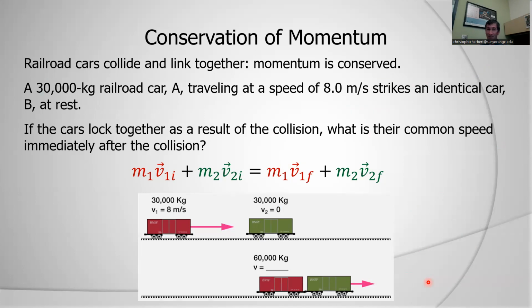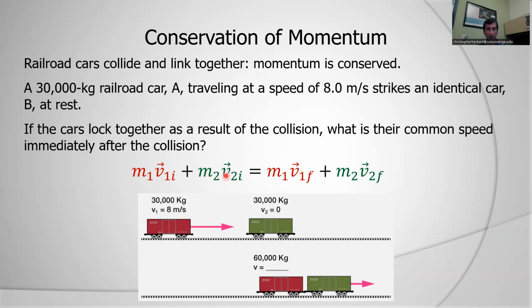The first car is traveling at a pretty good speed, 8 meters per second. And as it makes contact, the coupling is going to lock and the two will move together afterwards. So this is a very good example of an inelastic collision. So we look at the momentum of the first car. We have a mass of 30,000 kilograms and a velocity of 8 meters per second. That is going to give me a momentum, traveling in the positive x direction, of 240,000 kilograms meters per second.